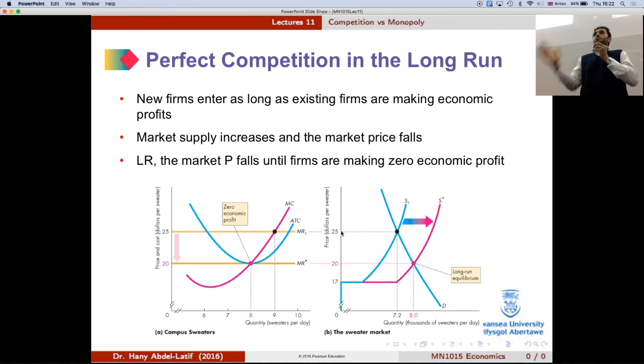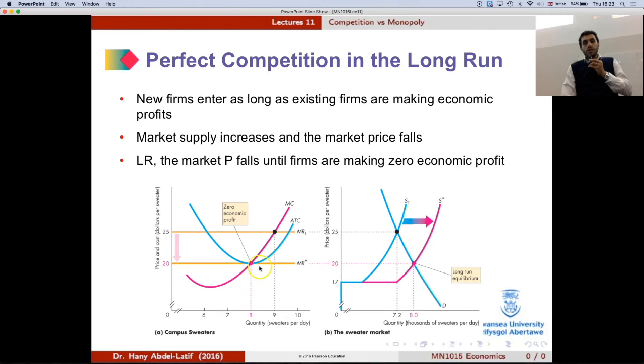Given that we have more firms in the market, and the reason is that we have economic profits in this industry, the supply curve will shift to the right. So supply will increase, and now we will have a new equilibrium point. This will keep happening. More firms enter this industry until we reach the point where the price is exactly 20. Why 20? Because at this price, firms in this industry will make zero economic profit.